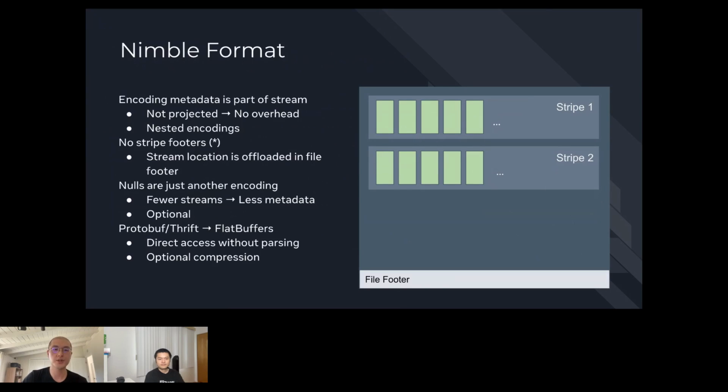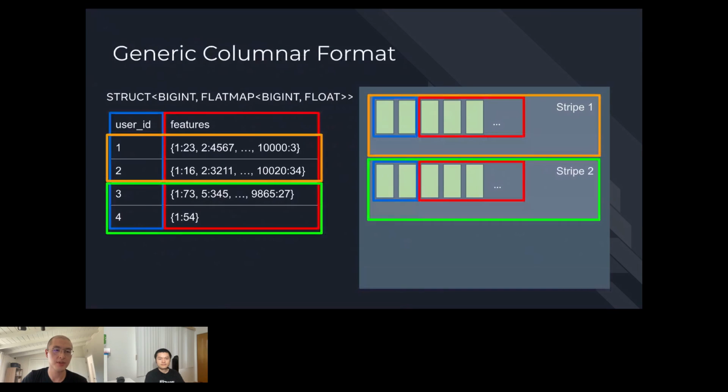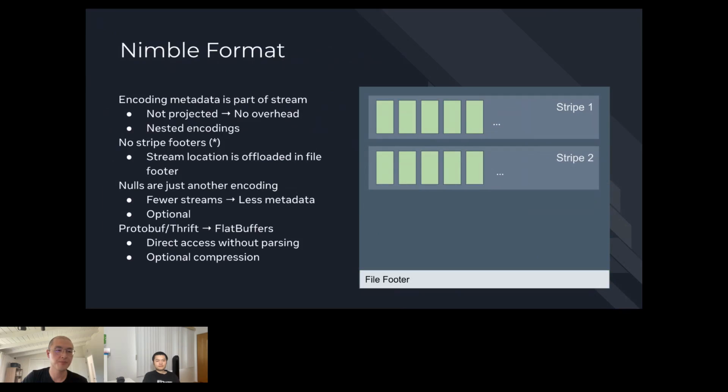Nulls are just another encoding. Remember in the previous section, we were giving an example of a user ID representation of multiple data streams. The first data stream is a null data stream, like an "is null" data stream, which represents whether or not this cell is null. Now, since nulls are just another encoding, null's representation is inside of the same stream itself, and that reduces the need of maintaining an extra stream. And fewer streams means less metadata, right?